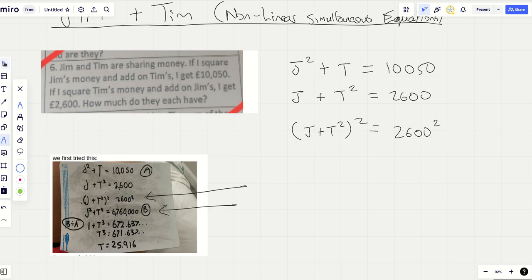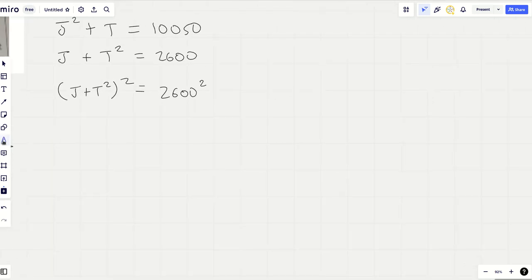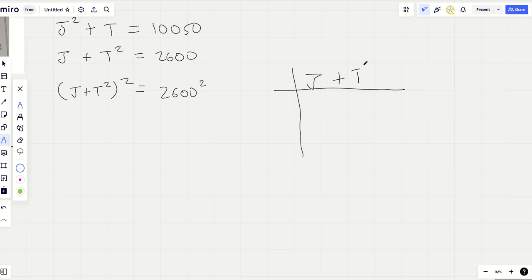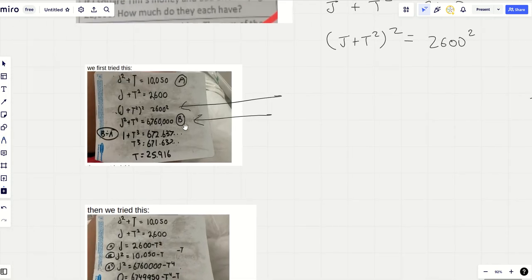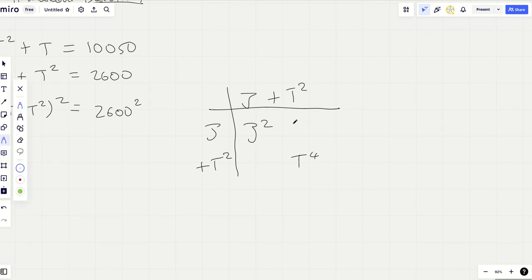You made the cardinal sin of squaring this and squaring this, but that's not how it works, because if you do a little grid, you'll see that (J plus T squared) times (J plus T squared) equals, sure, a J squared and a T to the 4, just like you said you would get, but you also get a JT squared and a JT squared, in other words a 2JT squared. So you're missing two terms there.